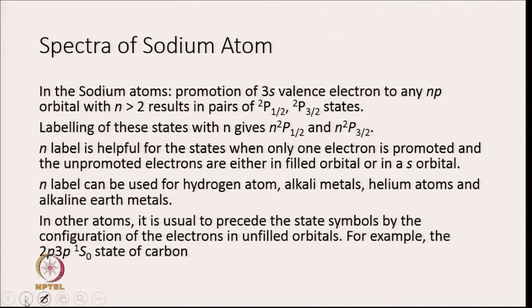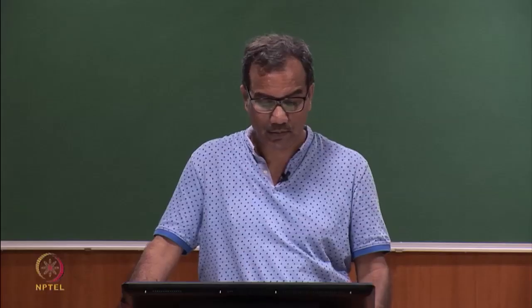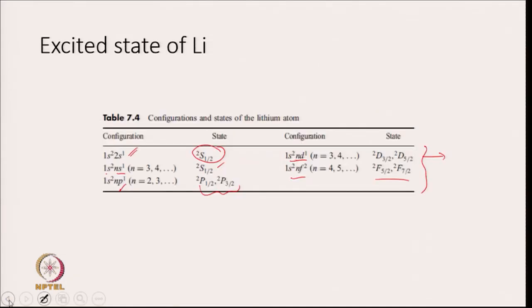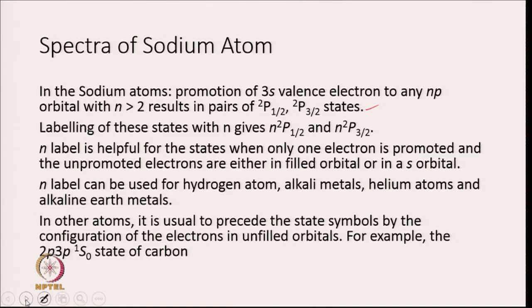So now we'll talk about the sodium atom. In the sodium atom, promotion of the 3s valence electron to any np orbital with n greater than 2 results in a pair of these two states. This is the same as in lithium. Similar kinds of things can happen in the case of sodium. Labeling of these states with n gives you n 2P half and n 2P 3/2. So suppose we are discussing 3s to 4p, then we will write 4 here. If it is 3s to 5p, then we can write 5 2P half and 5 2P 3/2.